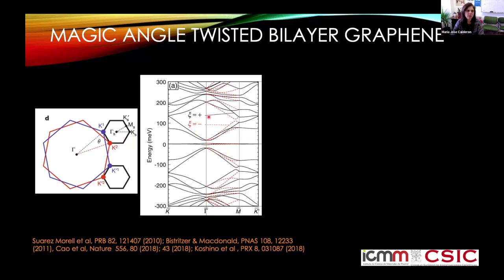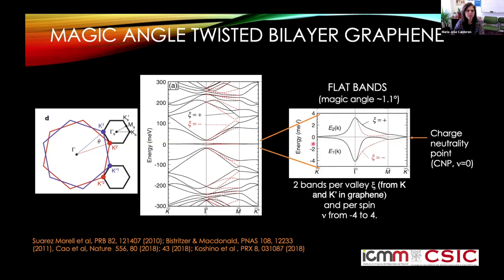This gives rise to this kind of bands in which we have flat bands that are separated from the remote bands, and these flat bands are of the order of a few milli-electron volts, and we have two bands per valley and per spin. So we have one valley that comes from the K points of the graphene layers, and the other that comes from the K prime points. So we have this degeneracy. Well, it's not really degeneracy. The black curves are for one of the valleys, and the red ones for the other valley. And we also have the spin degeneracy. So in total, we can have up to 8 electrons here.